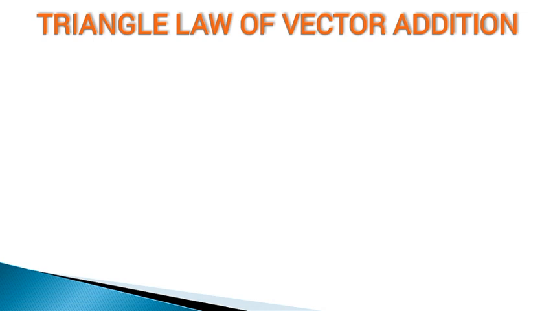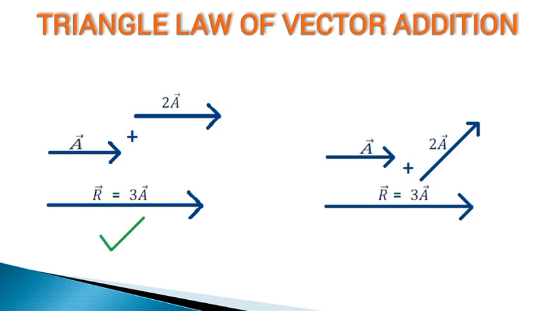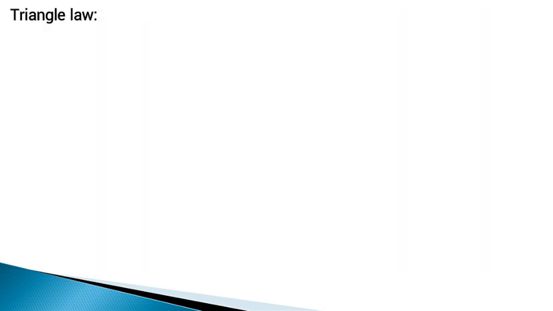But if they are acting in the same direction, simple arithmetic addition is also valid for vector addition. Let's take a look at this example. Here two vectors, a vector and 2a vector, are acting in the same direction. So the resultant R can be obtained by simple arithmetic addition of the vectors. But if they are acting in different directions as shown in the figure, their resultant cannot be obtained by simple arithmetic addition of the vectors. So triangle law is developed for the addition of two vectors acting in two different directions.